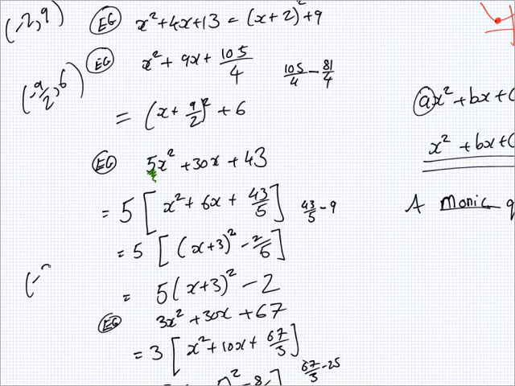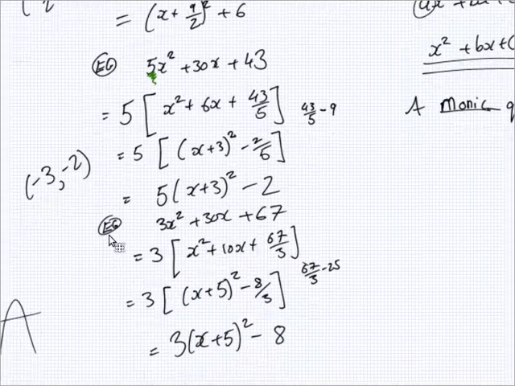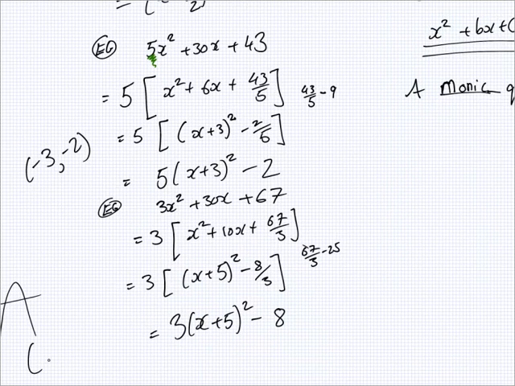No, actually. Minus 3 and minus 2. Because the 5 has no effect on where this would be 0. This one here? Yeah. So it's very easy.